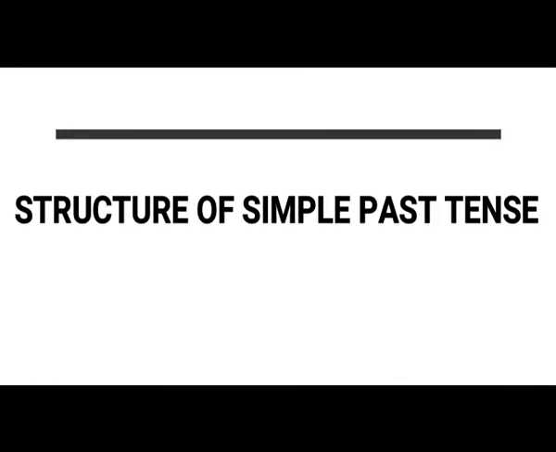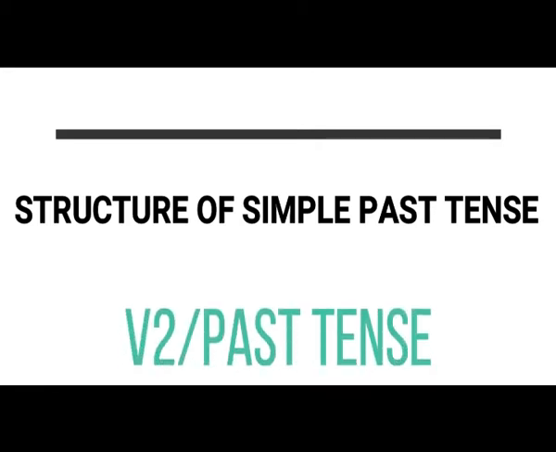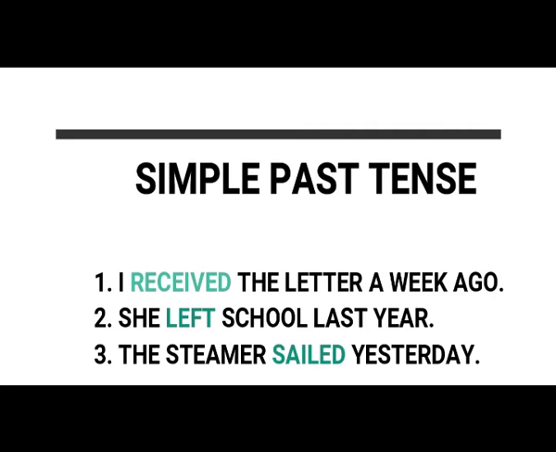Then what is the structure of simple past tense? In simple past tense, we use the V2 form or the past tense. For example, if we see the verb used in these examples, in first sentence we used the past tense of the verb to receive, that is received.